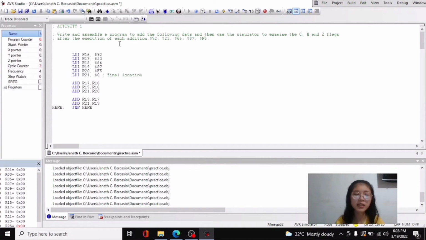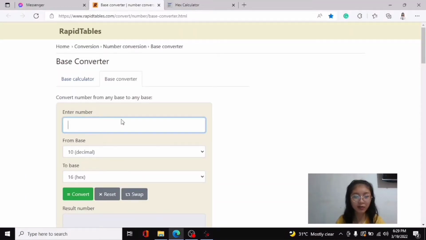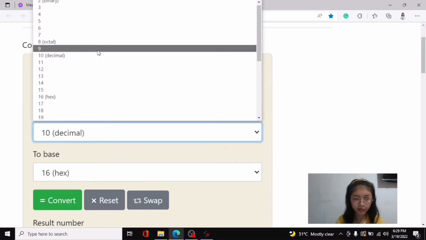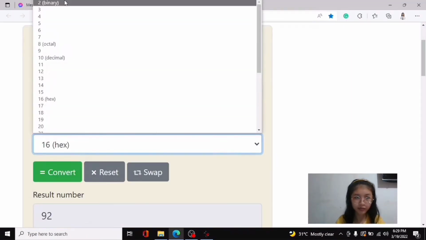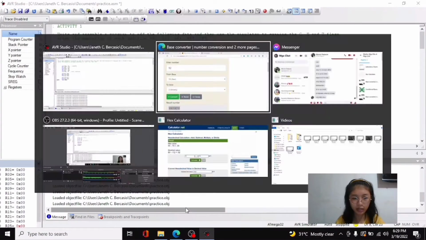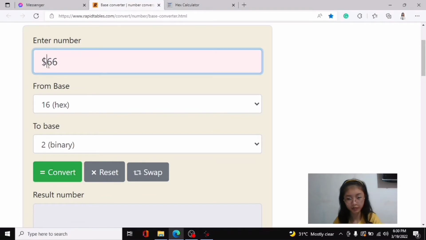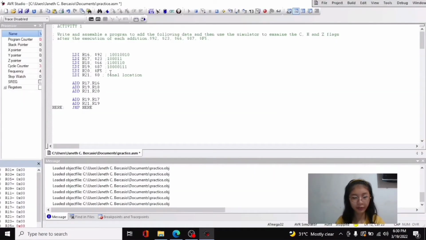But before simulating this program, I will first put here the equivalent binary of the data, so that I will be able to explain better the conditions that will be given by the status register. I will be using online calculators and a base converter for the sake of making it faster. Since this is hex, I will change it to binary: 23, 66 in hex, 87, F5.